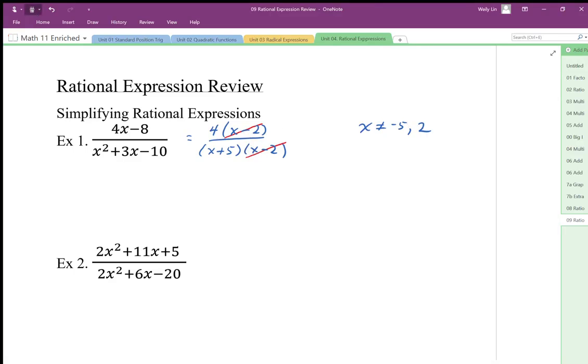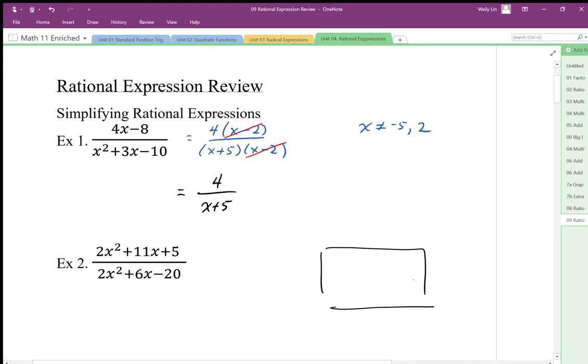Our simplified rational expression then is going to be 4 over x plus 5. So here we have in the numerator a leading coefficient of 2. We always should check for a greatest common factor. There doesn't seem to be a greatest common factor here, so we're going to have to factor that quadratic with a leading coefficient. So I'm going to use my diagonal product strategy and use a 10x squared.